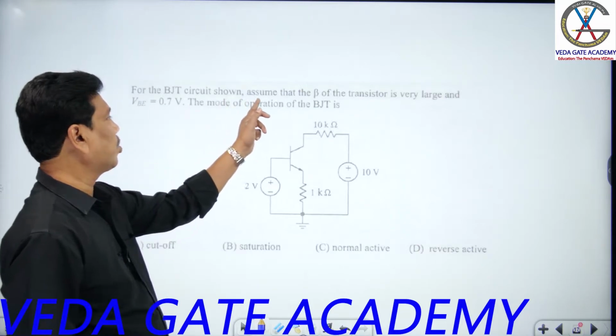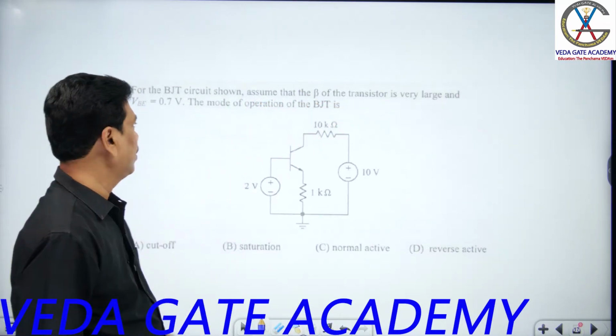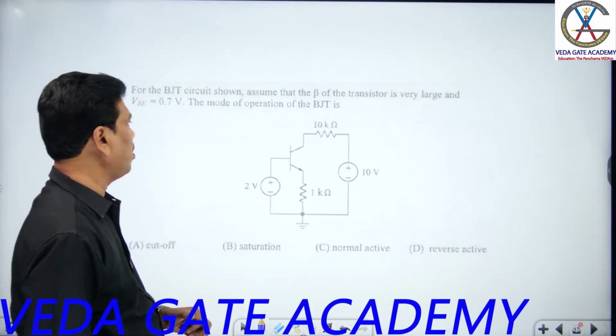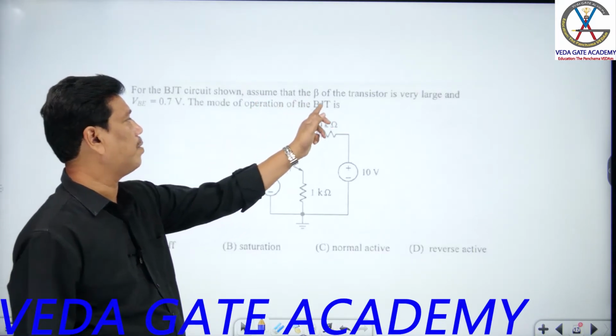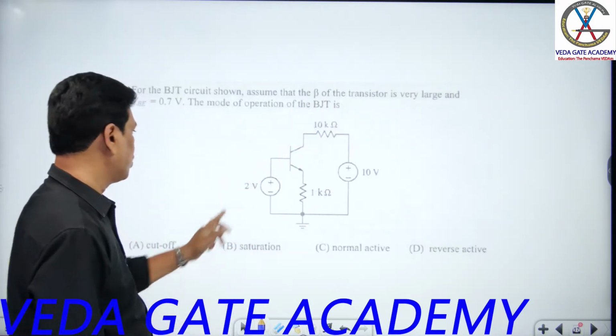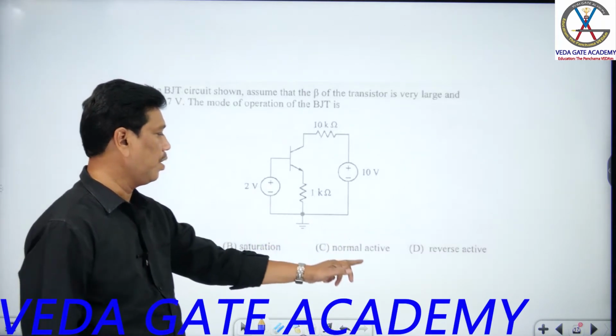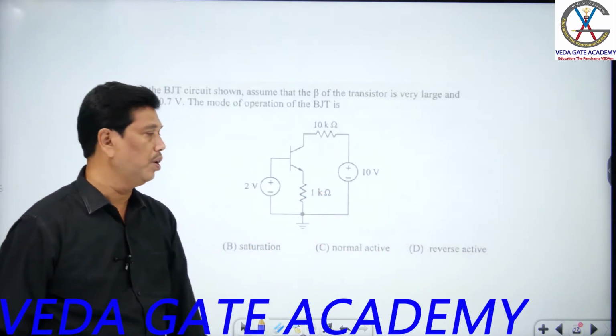For the BJT circuit shown, assume that the beta of the transistor is very large. Okay, VBE equal to 0.7 volt. The mode of operation of the BJT is? So this is the BJT circuit given, students. Options given: cutoff, saturation, normal active, and reverse active. Check out this one now.